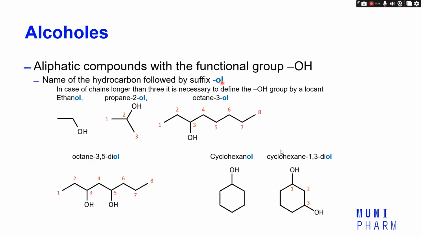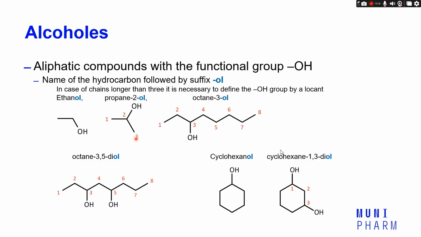In case of hydrocarbons which are longer than two carbons, it is necessary to define the position of the hydroxy group by the locant. Again, we use the known rule of the lowest possible locant. We can look at the examples. The first example is ethanol. There are only two carbons, and it is clear that in this case, it is not necessary to define the position of the hydroxy group.